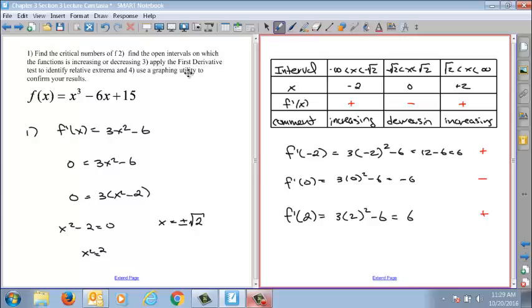Then it says apply the first derivative test to identify the relative extrema. So we look at what these comments are telling us. The comments are saying that the function is increasing in this interval. Then it gets into this interval, it's decreasing. Then we go to the next interval between the two, it's decreasing, and then it becomes increasing. So this is a maximum, this is a minimum. That's the first derivative test.